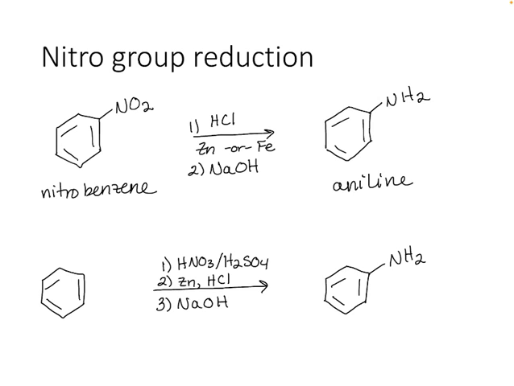We're not going to go over the mechanism for the reduction of the nitro group, so don't worry about that mechanism. But just know that if you use zinc or iron with hydrochloric acid followed by sodium hydroxide, that will give you aniline from nitrobenzene.